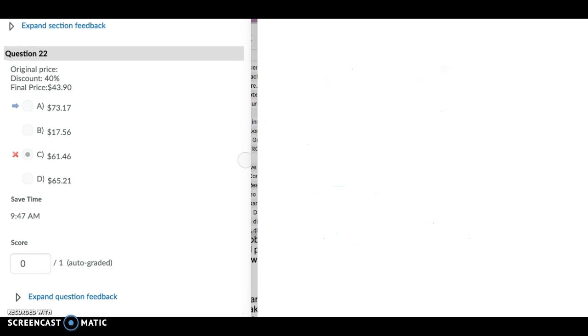All right, next one. So it wants to know the original price when my discount is 40% and my final price is 43. So if I have an object, let's say that my price was X, what I'm going to do is multiply that by 40%, which is 0.4, and that'll give me my discounted amount.